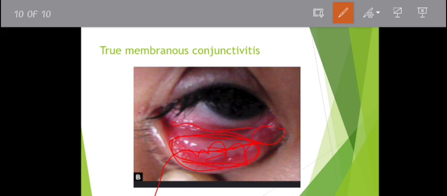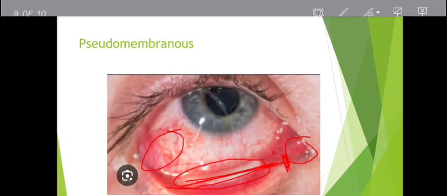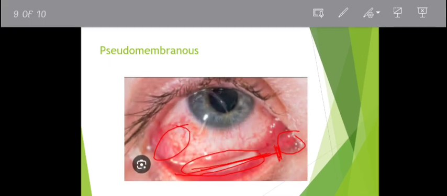During removal of true membranous conjunctivitis, we have to remove it from both the lower eyelid and the upper eyelid. So here also we will remove from this part, both eyelids, upper and lower. The upper eyelid will be easy, but for the lower eyelid we have to split it and then remove it like this.